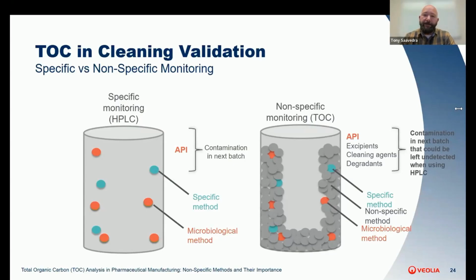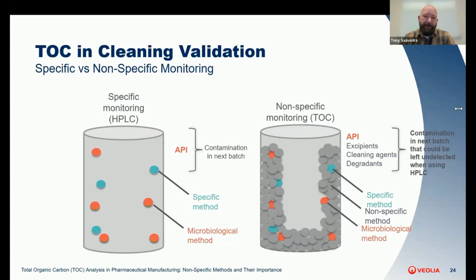It's often very time-consuming and expensive. You need separate methods for different contaminants, and you might miss unexpected contaminants, such as excipients, cleaning agents, and don't forget about degradation products. HPLC might nail that API detection, but it can miss everything else.